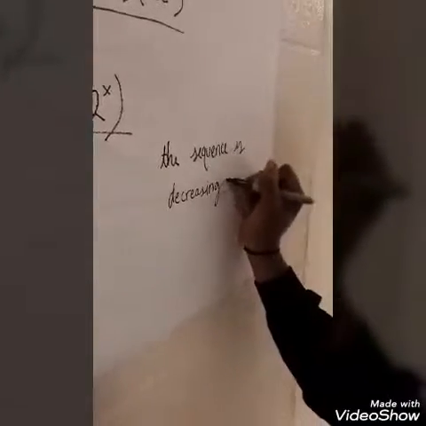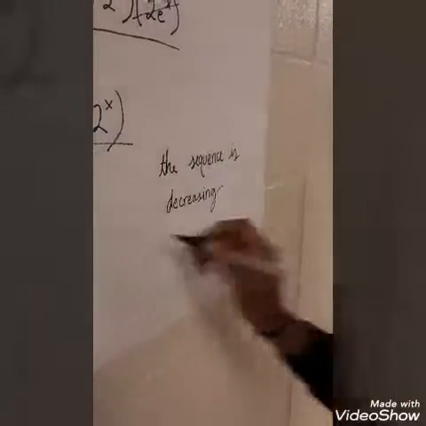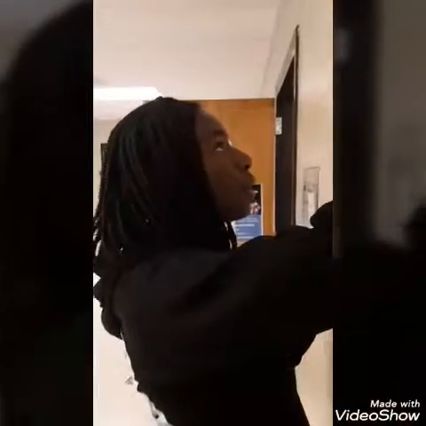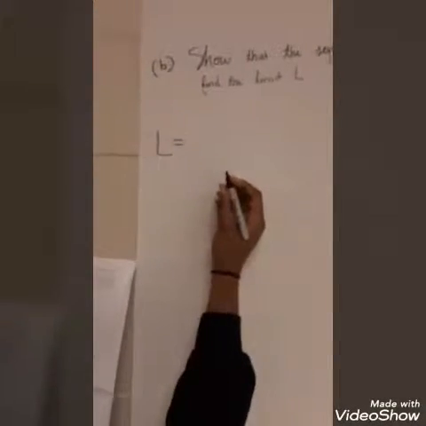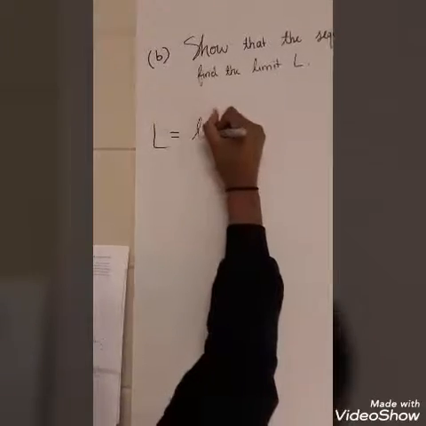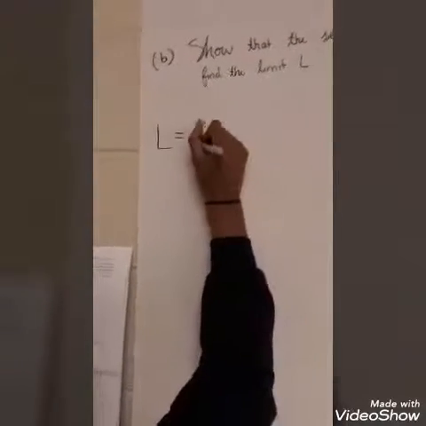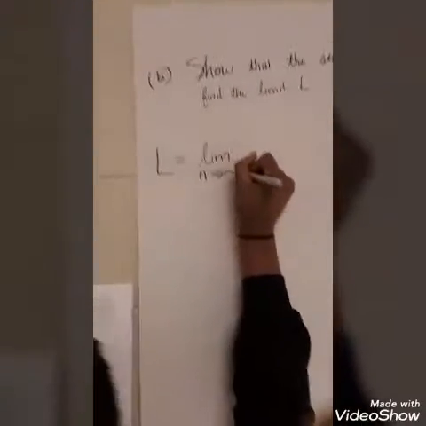Then we do zoom in on your face, underline. So we're going to try to find out L. It's so easy when you kind of talk it out. We're going to say that L is equal to the limit of n to infinity of our sequence.